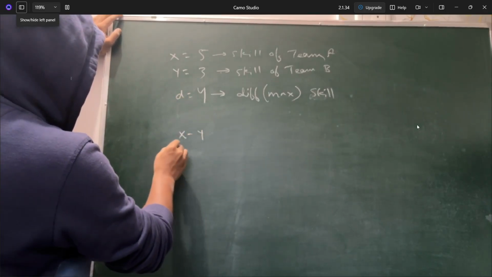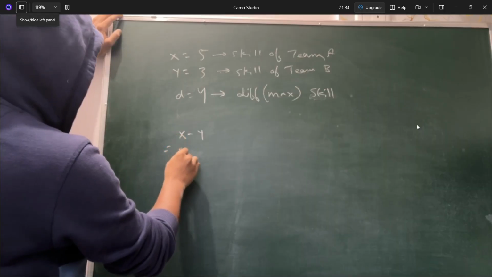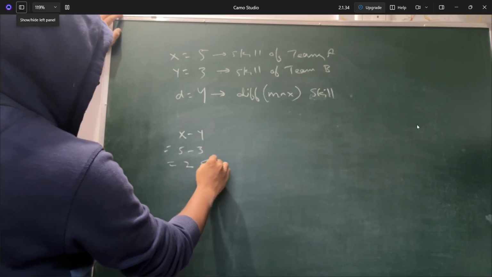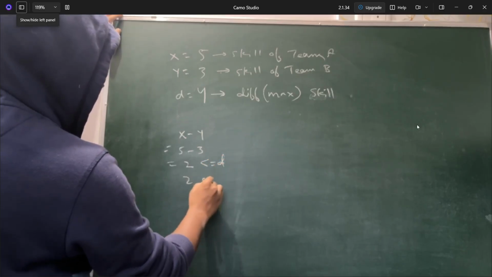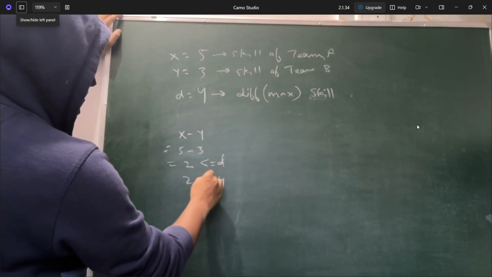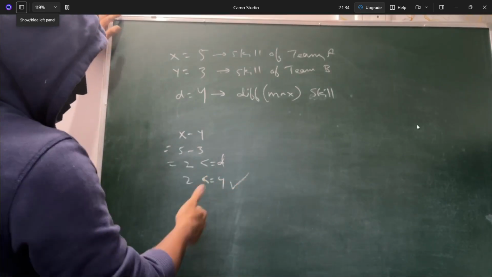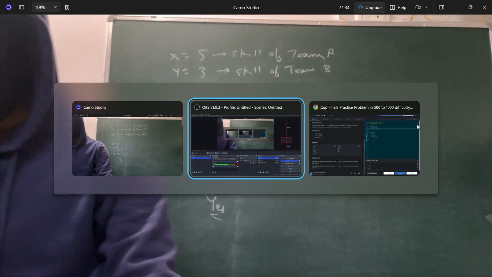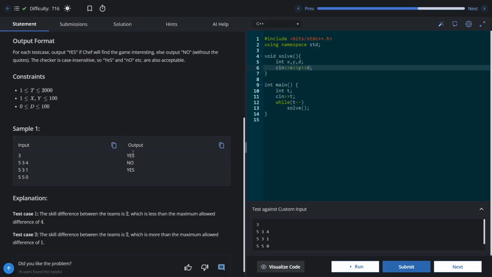So if you see x is greater, so I'll be taking x first. So 5 minus 3, which is 2. If you see 2 is lesser than equals to D, which is 4, which is true. So he'll be watching the game in this case. So we'll have to return yes. So yeah, we'll have to print yes.